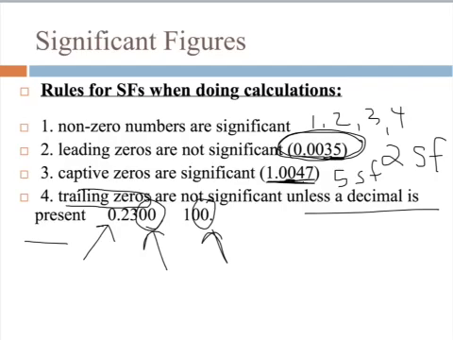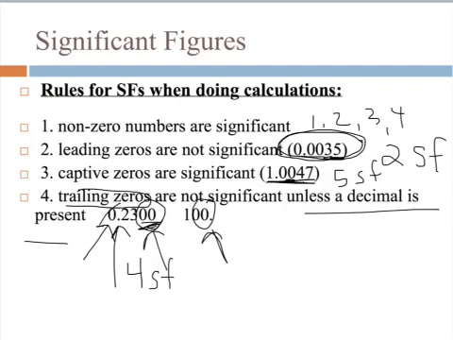So trailing zeros, they're only significant if there's a decimal present somewhere in the number. And here we go, there's a decimal present. So therefore they are significant. So how many significant digits are there in this number? Well, the 0 is not significant, it's a placeholder. The 2 is significant, the 3 is significant, and the 2 zeros are significant. So there are 4 sig figs.